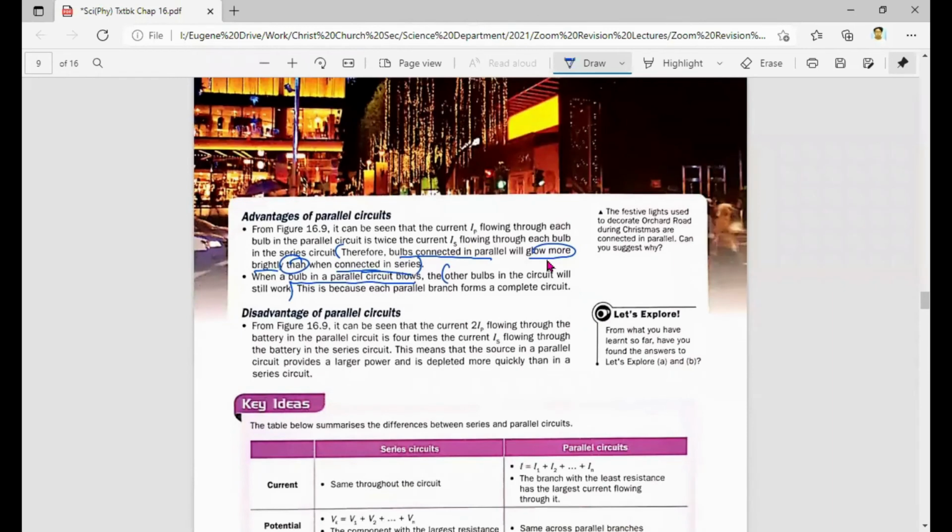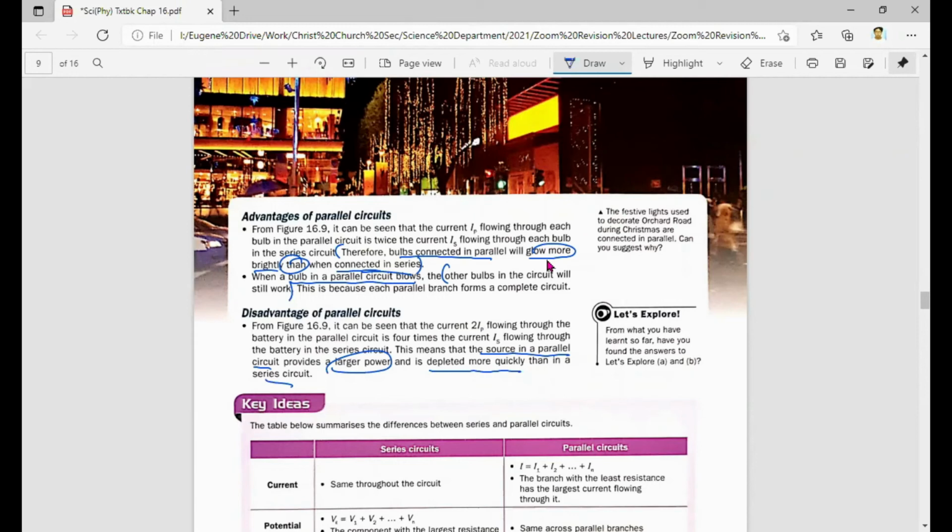But in terms of disadvantage, the current is actually quite higher. If I have more and more light bulbs connected in parallel, it will draw more and more current. If it draws more current, the source of the circuit will need to provide larger power, which means it will be depleted more quickly than in a series circuit. So your battery, or your electrical source, will be drained faster if you connect it in parallel. Which makes sense, right? If all the light bulbs are so bright, obviously you will drain more energy from your battery.